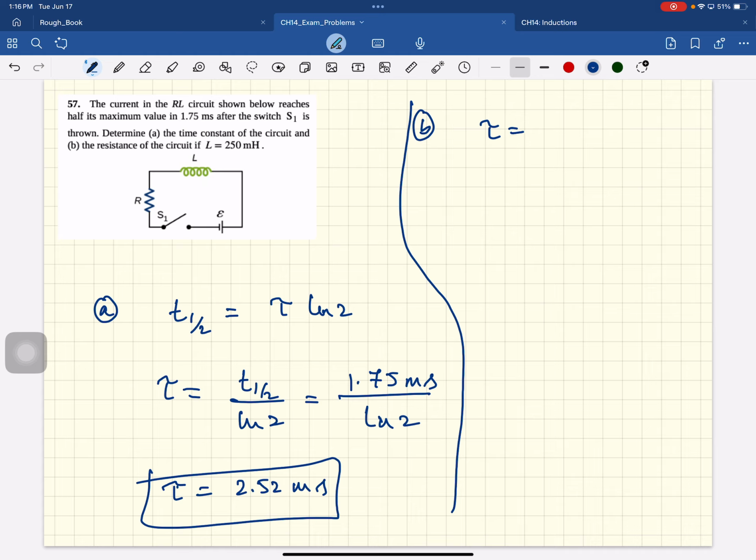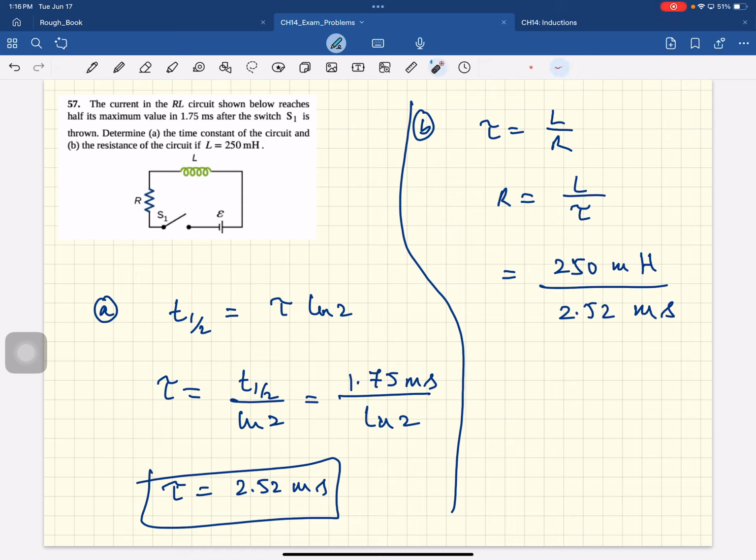And the time constant is L over R, so R is L, which is 215 millihenries, over the time constant, 2.52 milliseconds. You see, the millis cancel, they're 10 to the minus 3, and henries over seconds is ohms. So this is about 100 ohms. Okay, so 99 ohms.